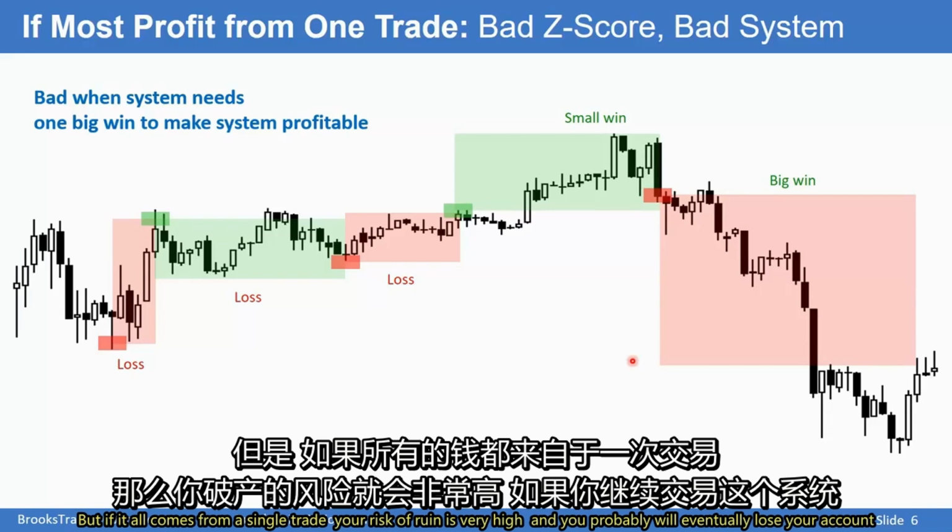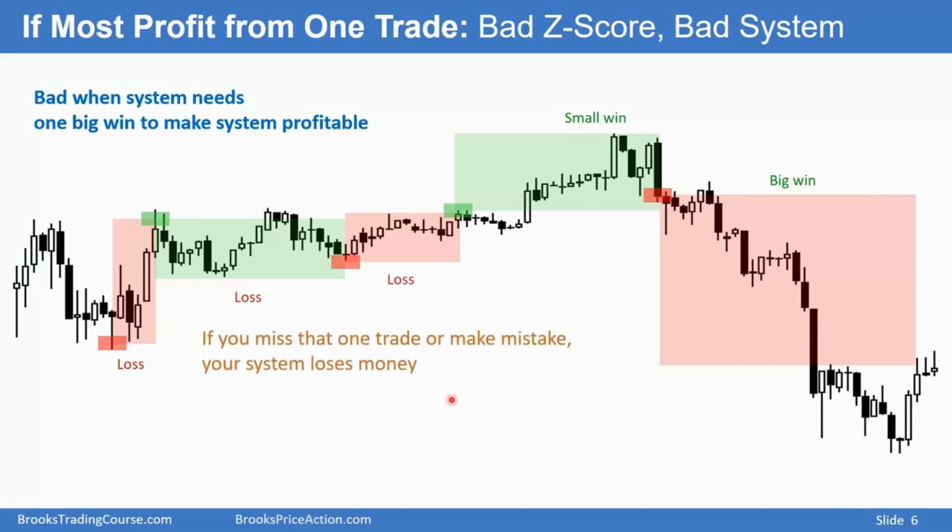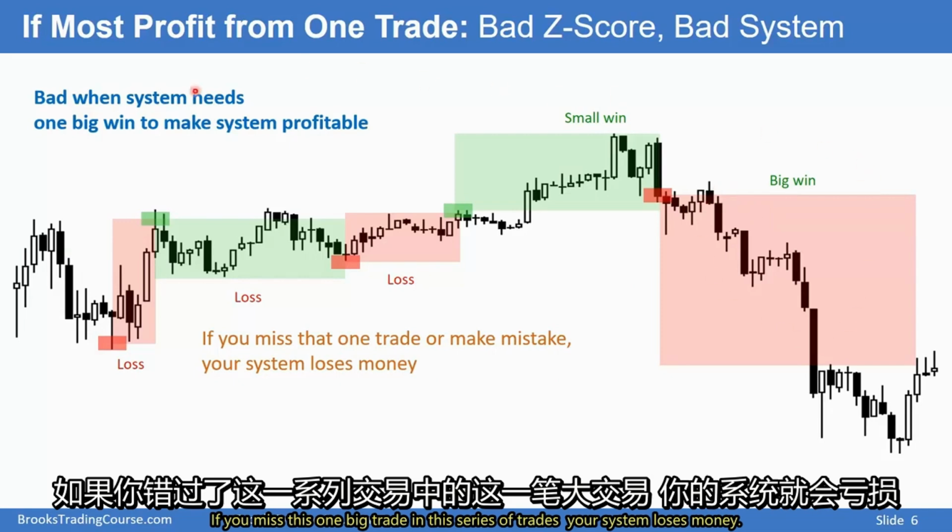But if it all comes from a single trade, your risk of ruin is very high, and you probably will eventually lose your account if you continue to trade this system, because you will miss too many of the big trades that you need to offset all of the prior losses. If you miss this one big trade in this series of trades, your system loses money.